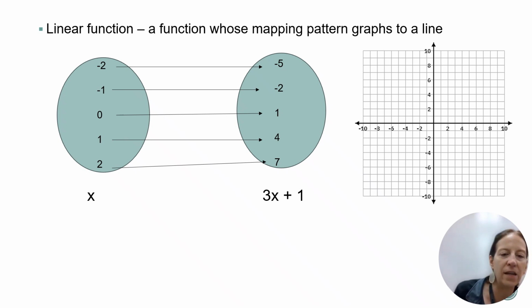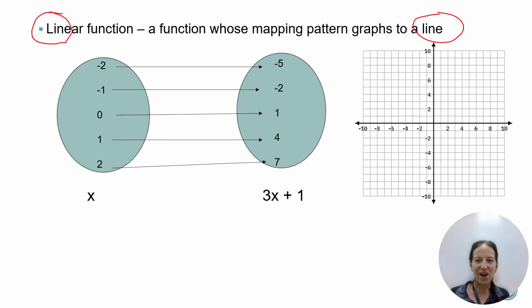And you can see the word line in the word linear. That's our adjective form, and then line is our noun form. And if we graph that particular kind of mapping, we do have a pattern to it. Now, the box or bubble on the left is our domain. That is where we start.